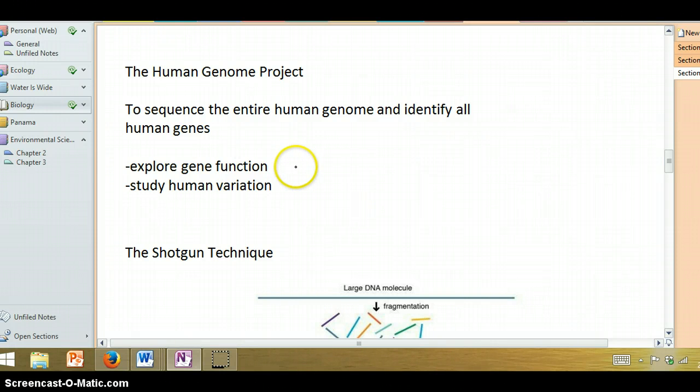Well, as we say here, to explore gene function. So essentially to find genes and hopefully to figure out what they do, and to study the variation that exists within and between people. Okay, but let's talk about that advanced technique first.